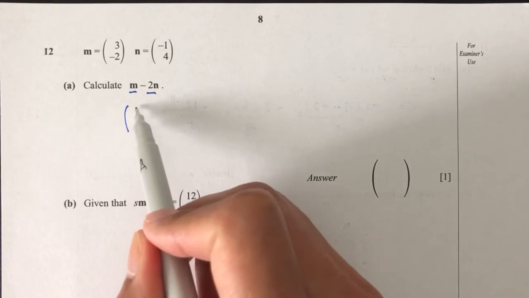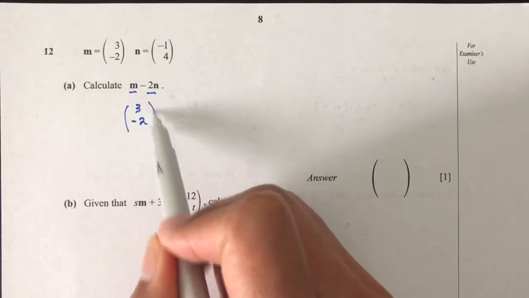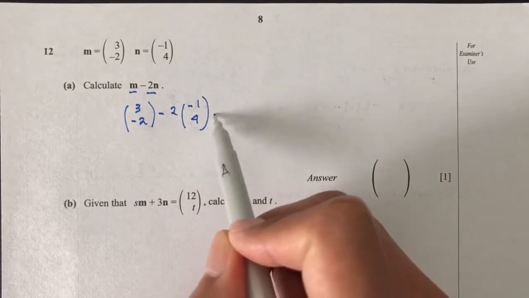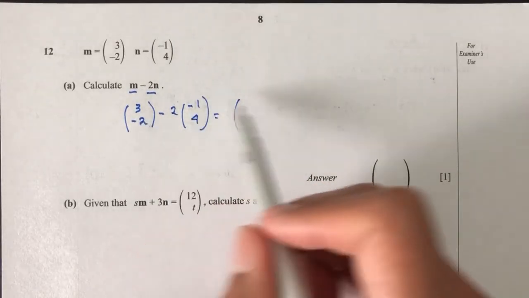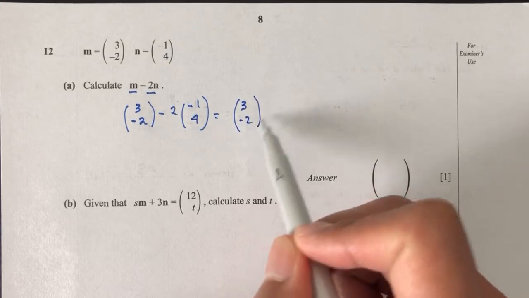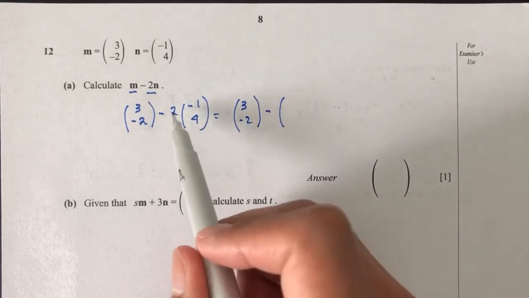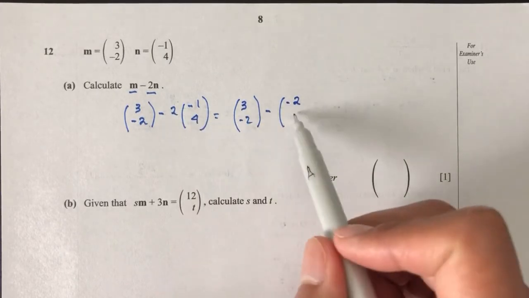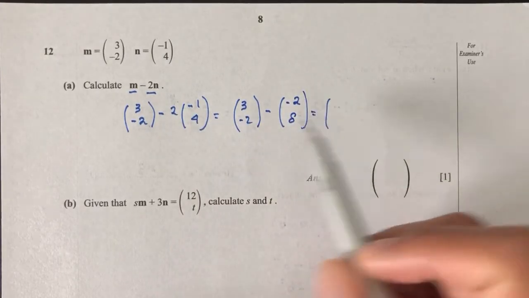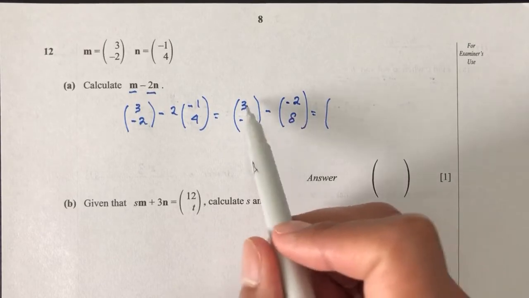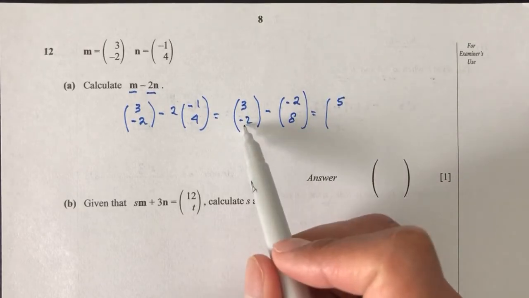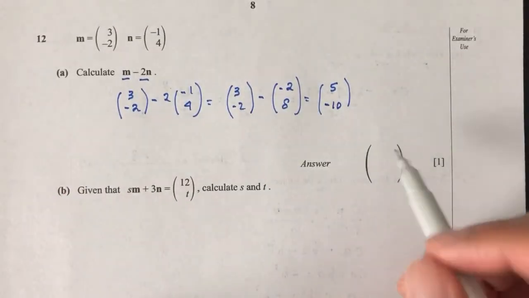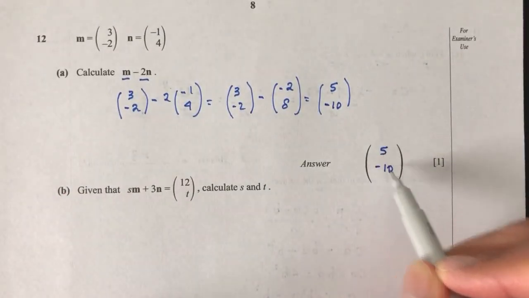So m will be (3, minus 2), minus 2n will be minus 2 times (minus 1, 4). So now let's simplify. This remains the same for now. So minus, let's bring the 2 inside. So 2 times minus 1 will be minus 2. 2 times 4 will be 8. So 3 minus minus 2 will be 3 plus 2 will be 5. Minus 2 minus 8 will be minus 10. So your answer for part A will be (5, minus 10).